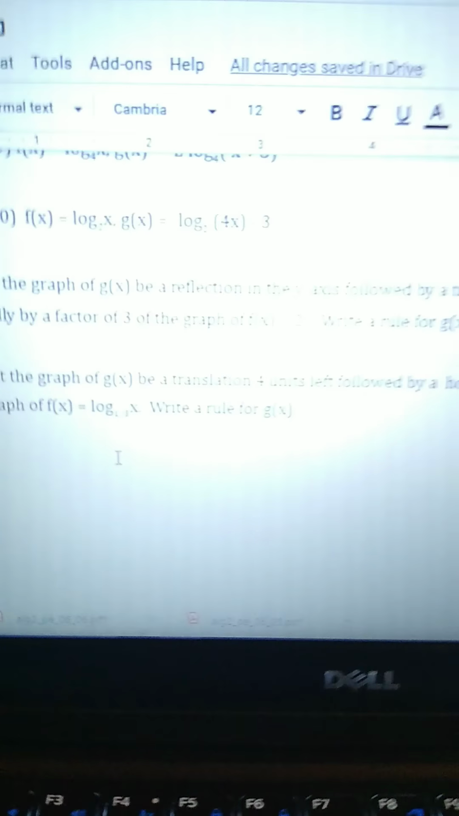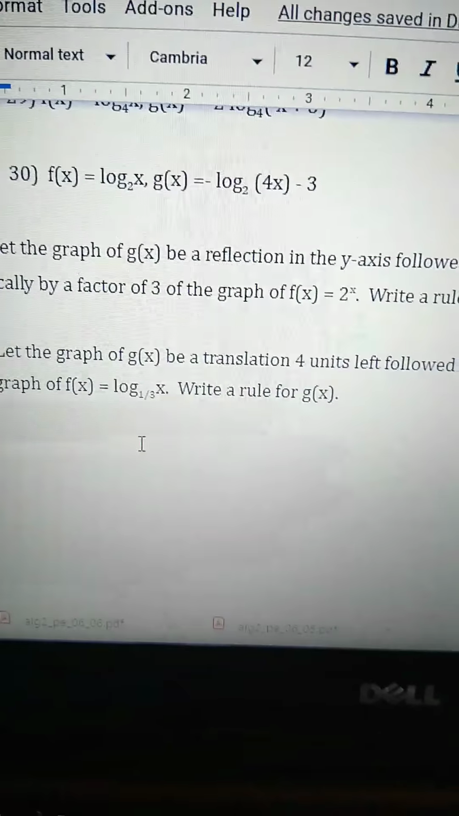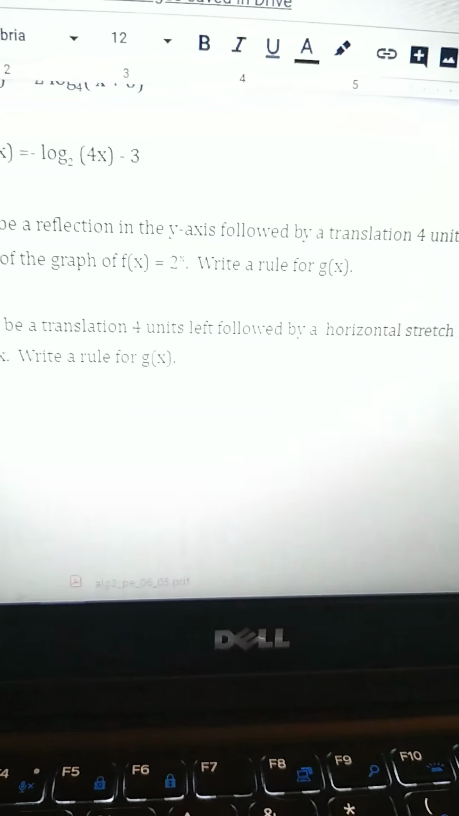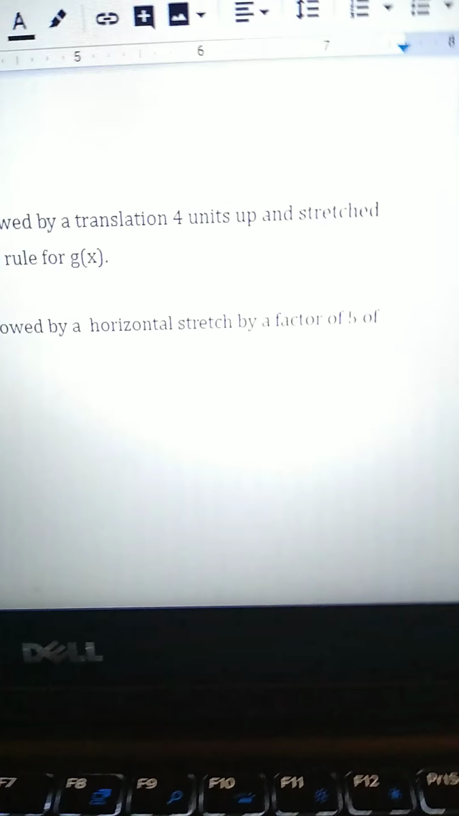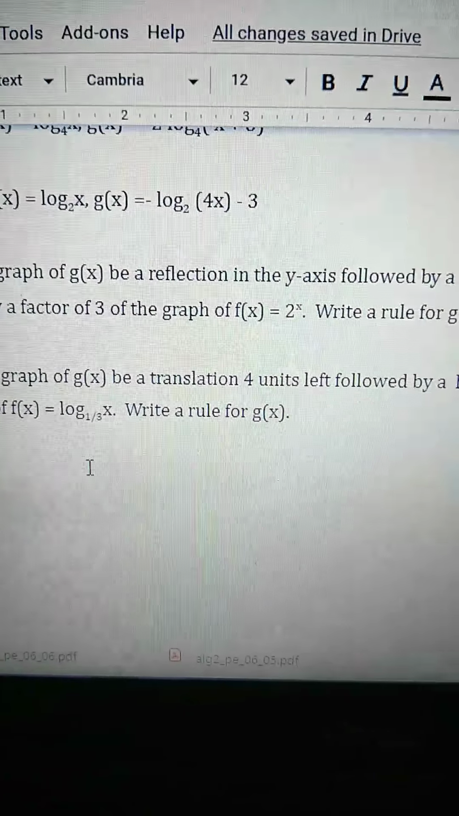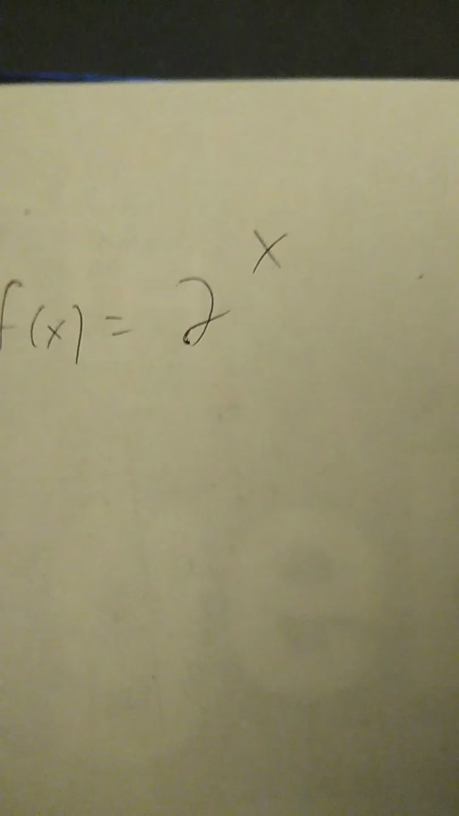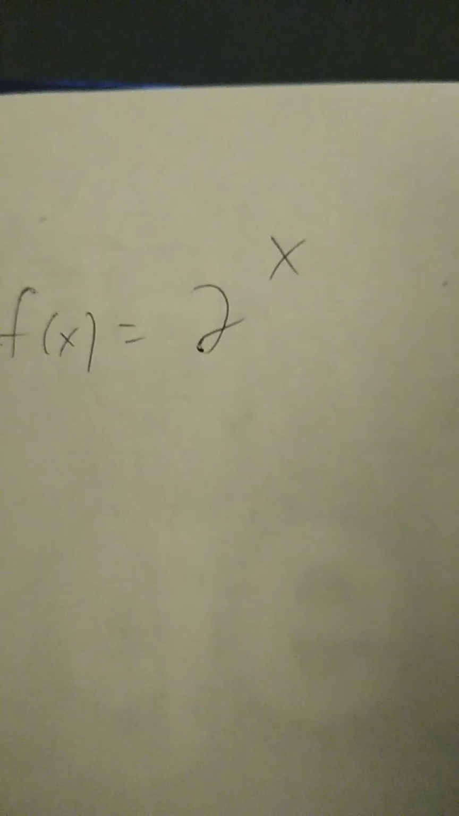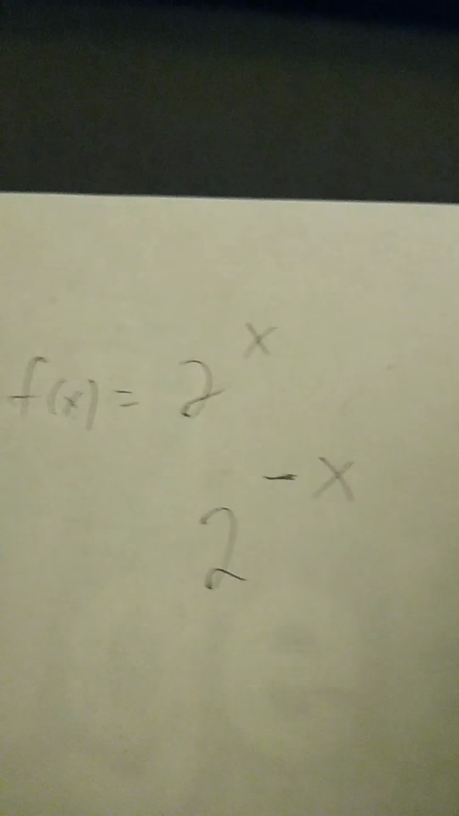All right, almost done. Last couple, we need to take a look at the paper for this. So first of all, number 31, let graph of g of x be a reflection in the y-axis followed by a translation 4 units up and stretched vertically by a factor of 3 of f of x equals 2 to the x. So in other words, it says 2 to the x is my f of x, and I want to reflect the y-axis. Well, reflect the y-axis, that's a negative inside.